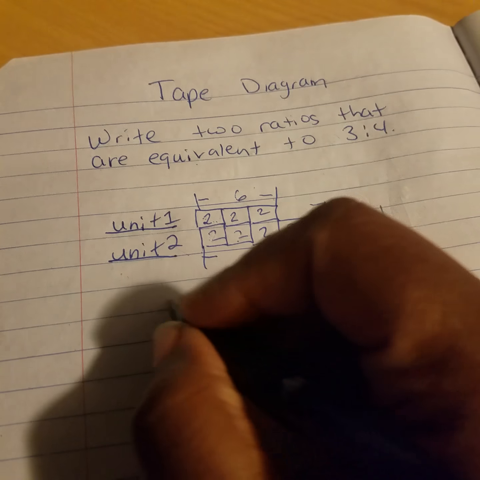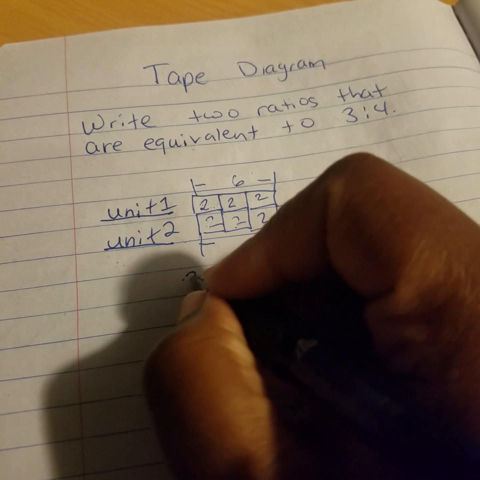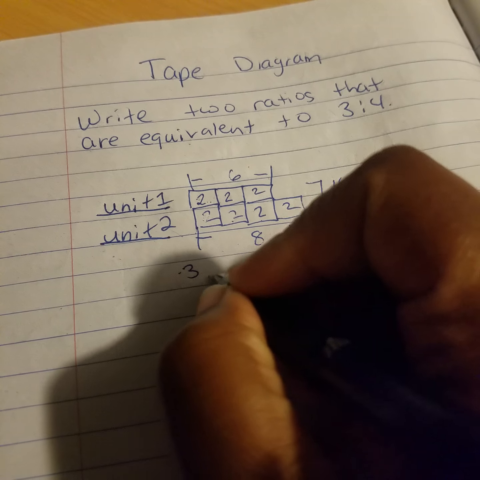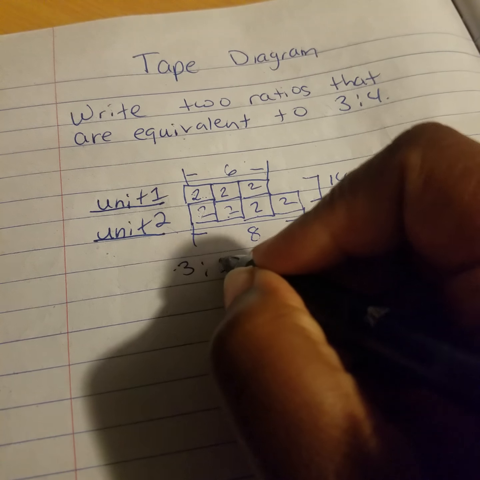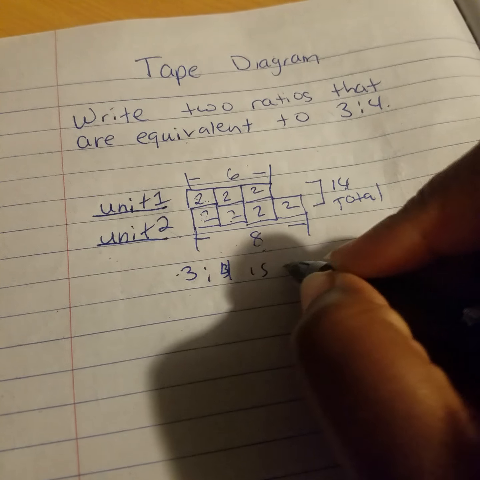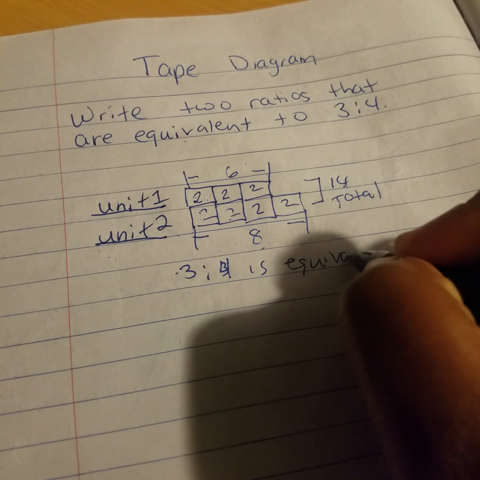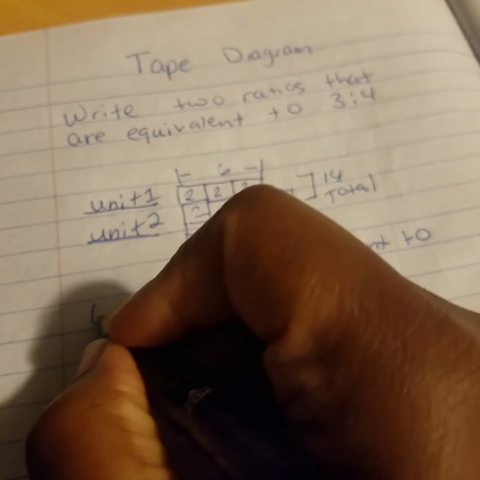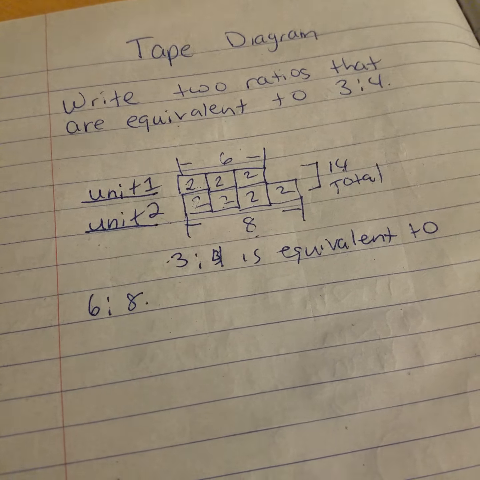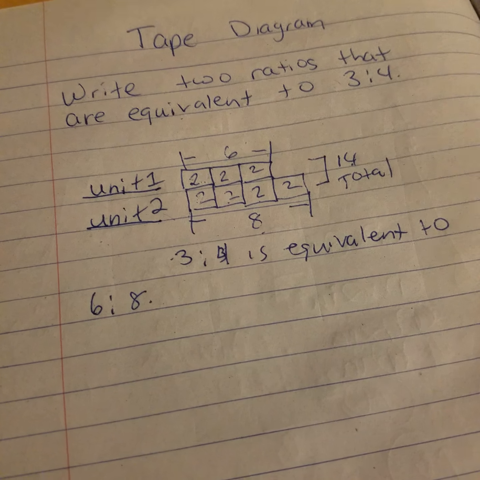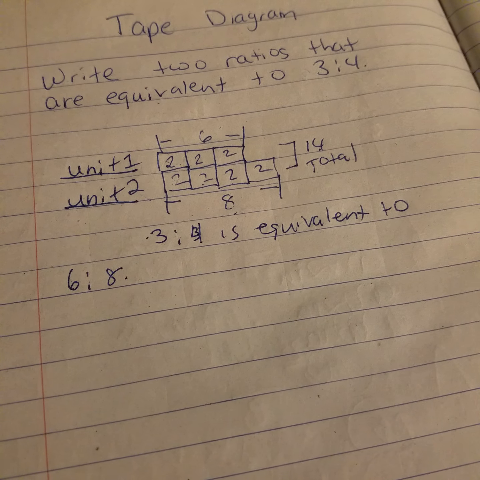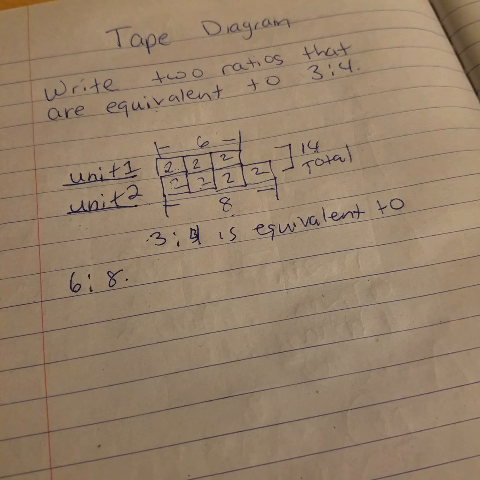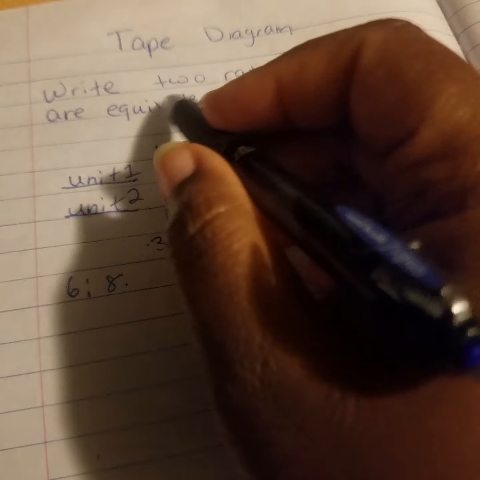Which means we're saying that 3/4, or I should say 3 to 4, is equivalent to 6 to 8. And we're going to look in a moment to determine whether that's true or not. Now, remember it says 2 ratios.